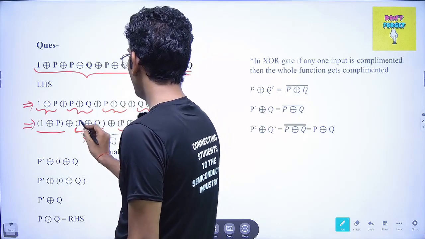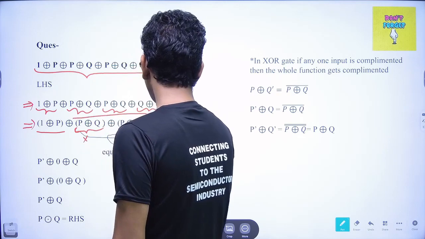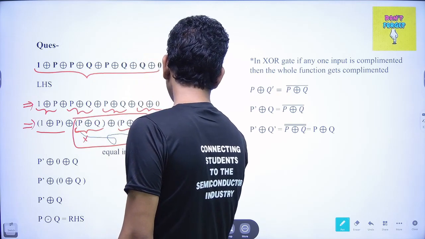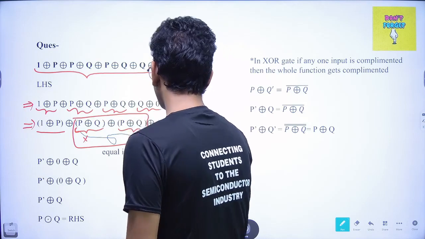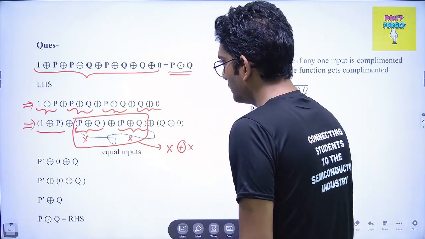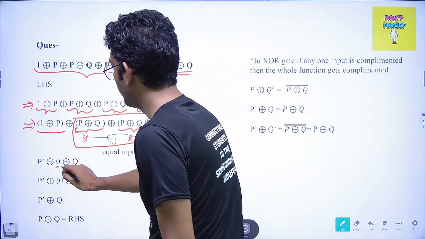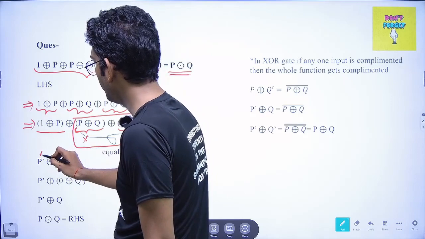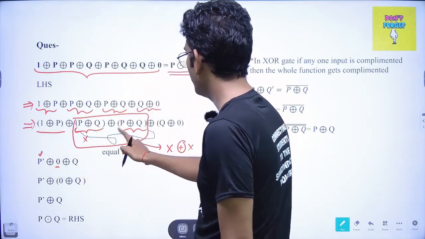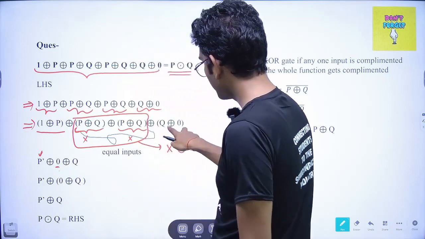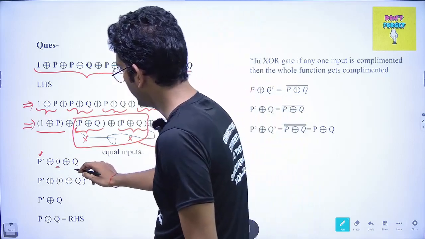Now what is happening in this whole thing till here? X is XORed with X. So when two same inputs are XORed, what is the output? The output is 0. And when 1 is XORed with P, we get P complement here. These two are the same inputs or the equal inputs, so we are getting 0. Now Q XORed with 0, we would get Q.